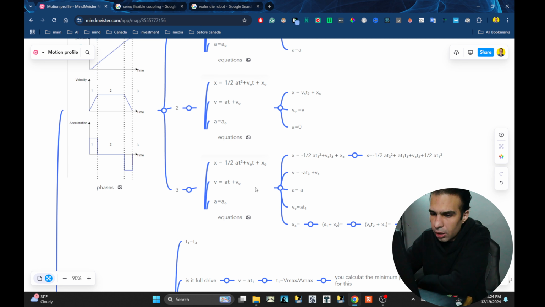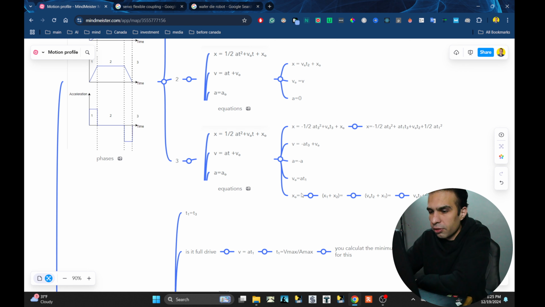On the last phase, how is it going to happen? You see that the acceleration would be negative. So we have a negative acceleration. We just substitute. In this one, we have everything. We have the constant velocity, and we have the position from phase one and phase two. Both of them accumulate, and we have a negative acceleration. And here also we have a negative acceleration.